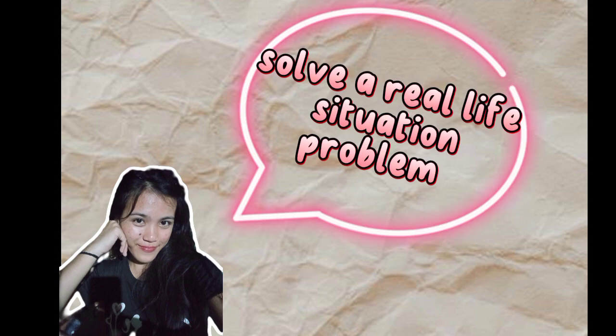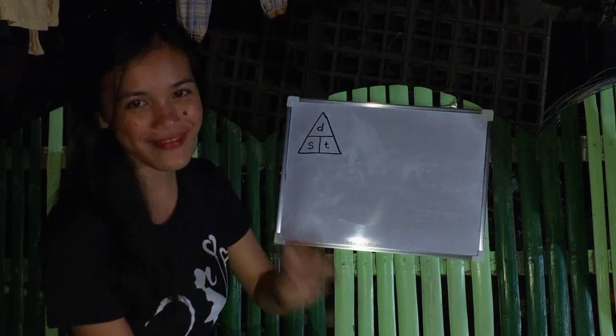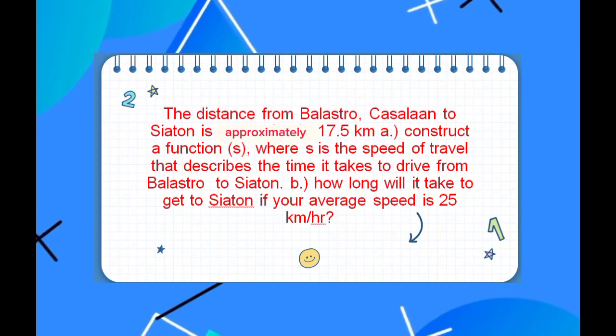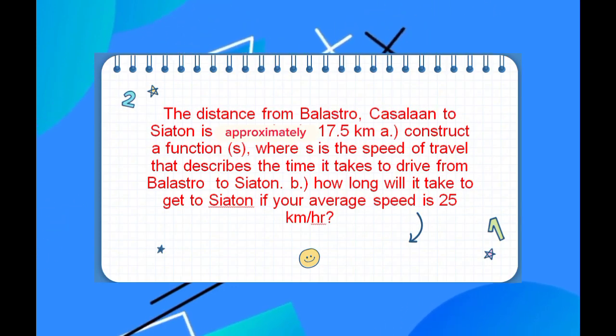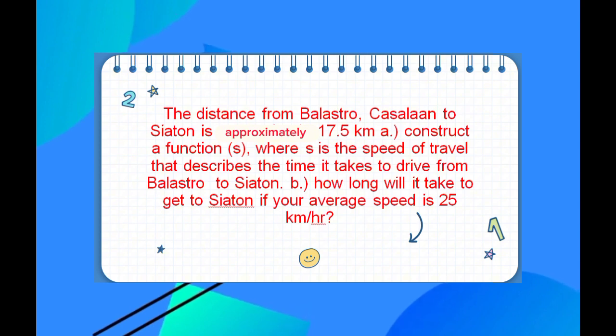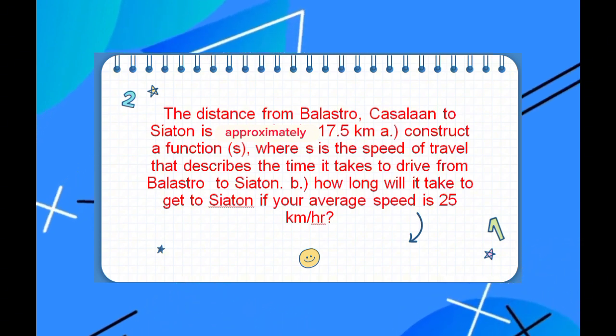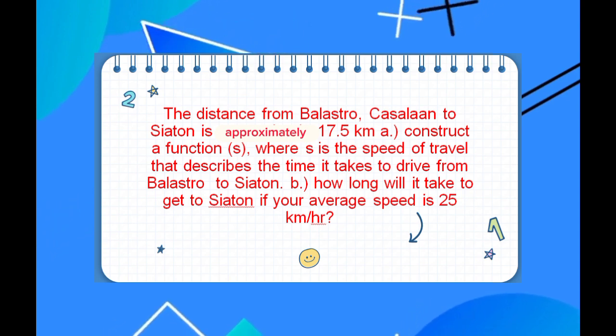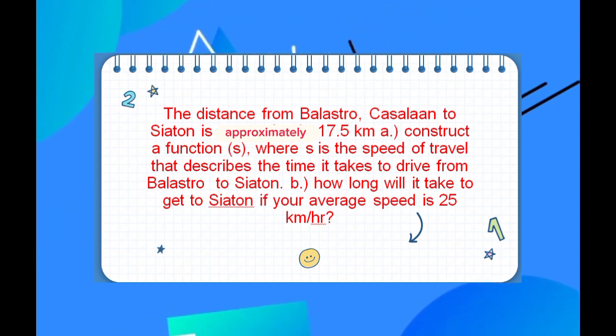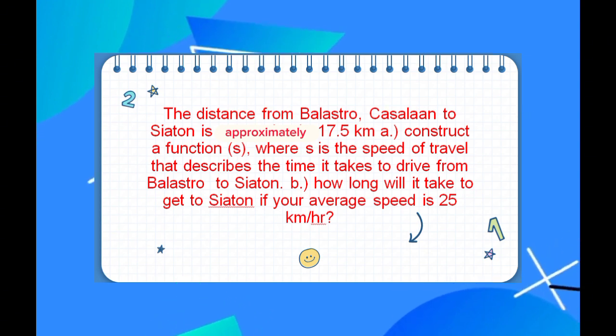Our topic for today is to solve a real life situation problem. So, let's get started. The problem is the distance from Balastro Casalaan to Shatan is approximately 17.5 km. Construct a function where s is the speed of travel that describes the time it takes. And how long will it take if your average speed is 25 kilometers per hour?